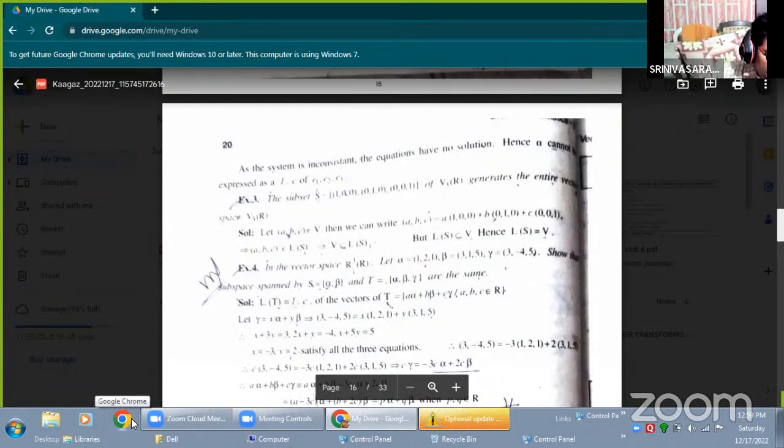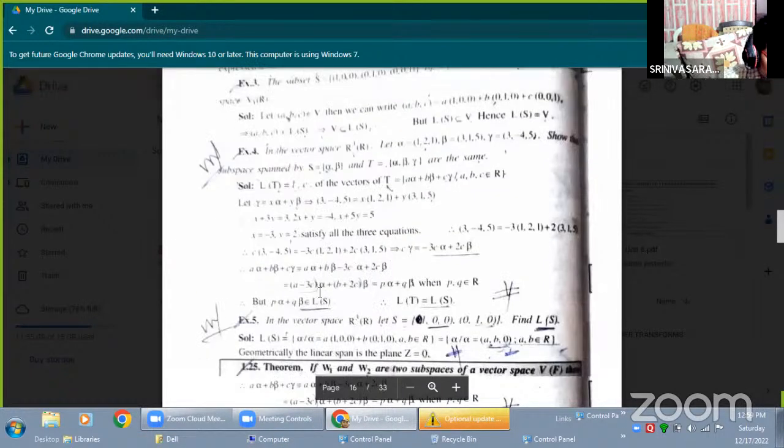Suppose the 3-dimensional space V3(F) is given. Now it generates the entire vector space V3(R). That's why you get the result L(S) equal to V3. Okay. Now that's enough. Tomorrow, the time is already over. One of the problems is also explained here.